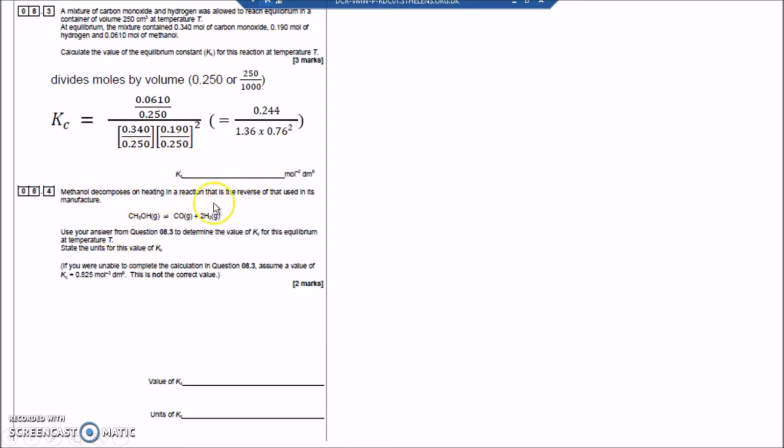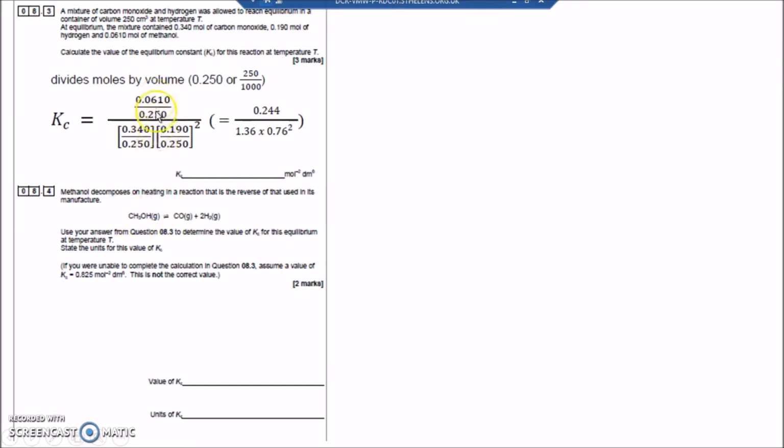Methanol decomposes on heating, and it's the reverse. So what we've got is the reverse equation. Instead of carbon monoxide and hydrogen making methanol, we've now got methanol making carbon monoxide and hydrogen. So in other words, everything is upside down. If I did the Kc for this, it's the concentration of carbon monoxide on the top multiplied by the concentration of hydrogen on the top to the power 2. It's these two values now on the top, and this concentration of methanol on the bottom.